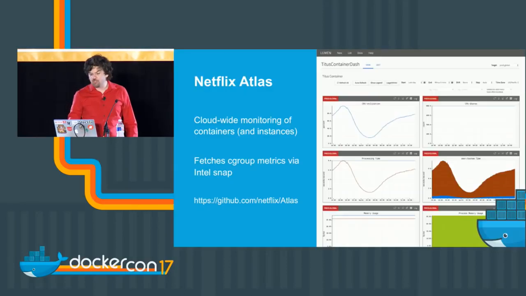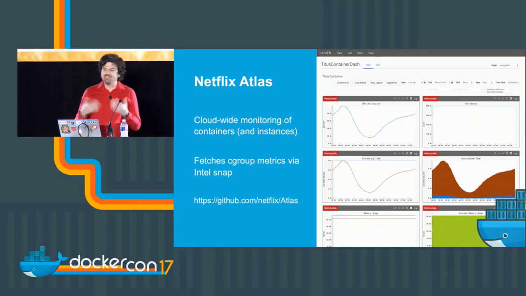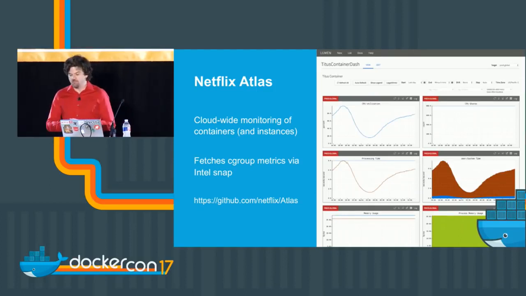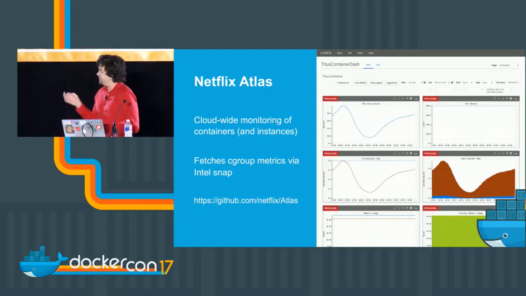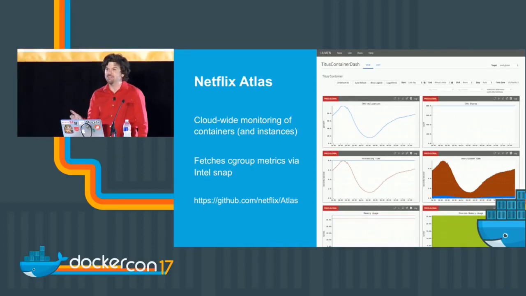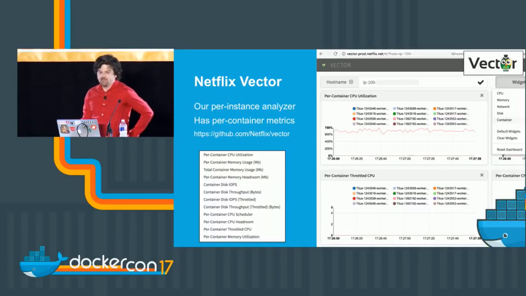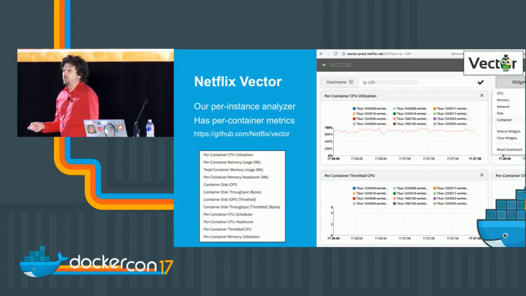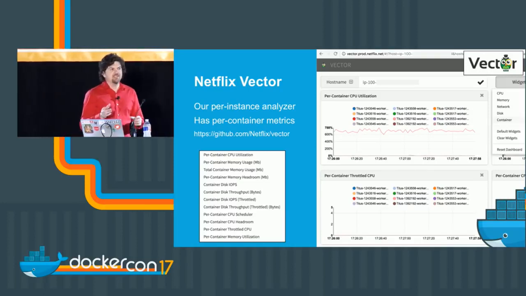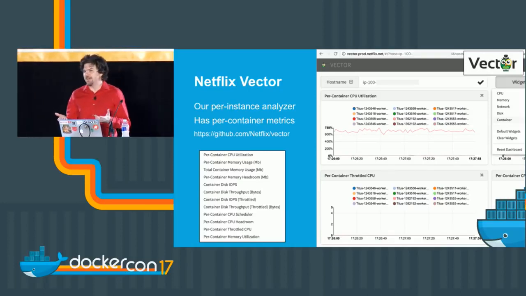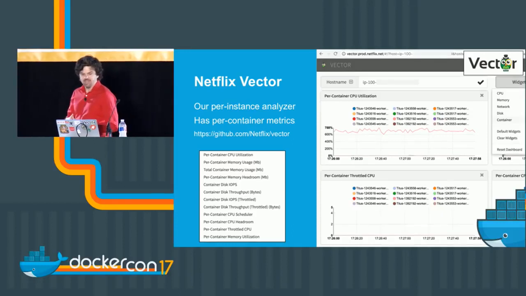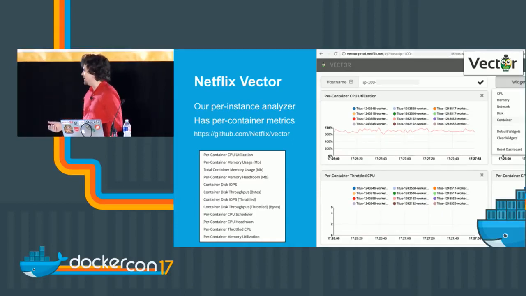These metrics should be shown in performance monitoring GUIs, and we're doing that at Netflix. So Netflix Atlas is our cloud-wide monitoring tool. It's open source, and it fetches the cgroup metrics via Intel Snap. Netflix Vector is a per-instance monitoring tool we have. This is different in that it's on demand, so it doesn't save historical data, but it also has a higher resolution, so it will show per-second metrics. And we've enhanced that so that it can do per-container breakdowns when you point it at a host.